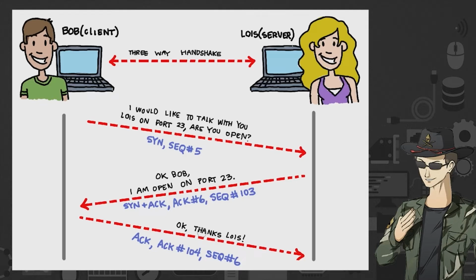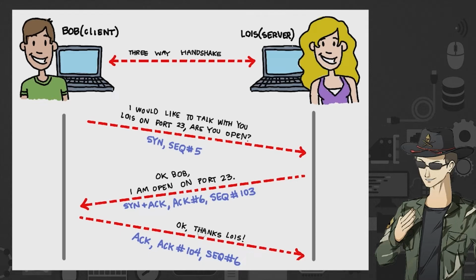It's going to send a SYN plus an acknowledgement, or ACK. That ACK is going to have a number that follows the original sequence. So sequence 5 for the SYN, acknowledgement number 6 for the SYN-ACK. And then this packet overall has a sequence number of 103. Once Bob gets that acknowledgement, he's going to acknowledge the acknowledgement.